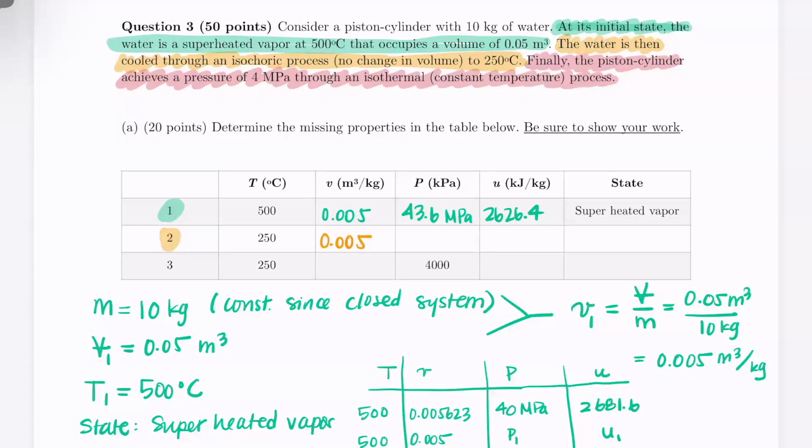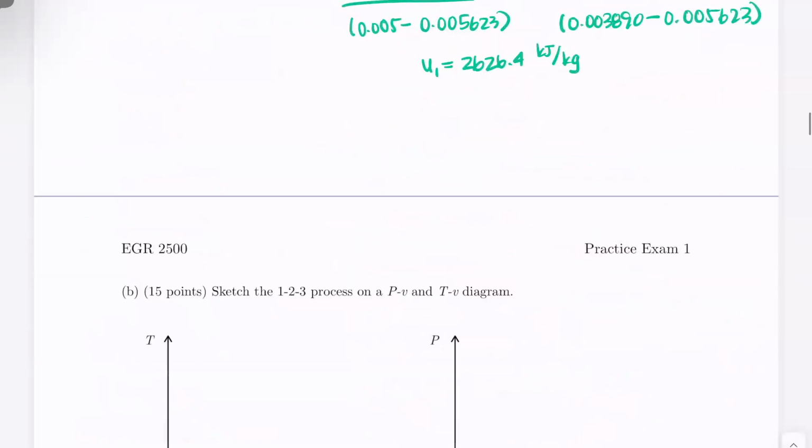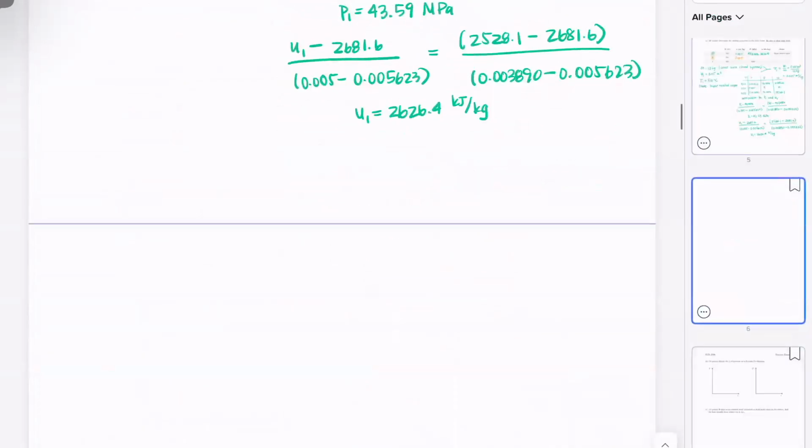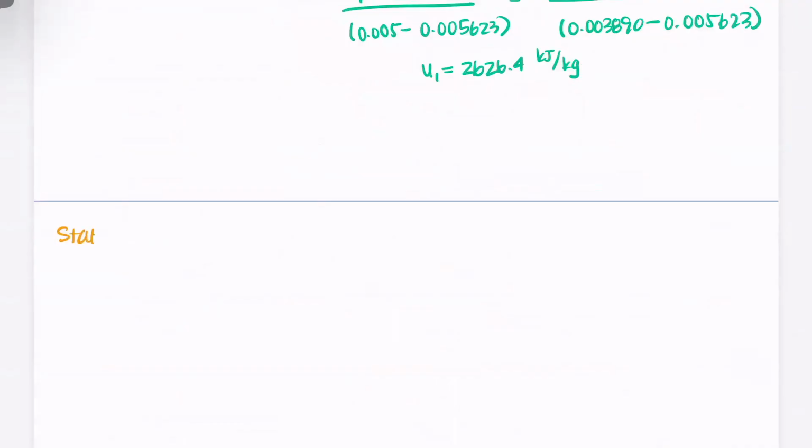All right. So that means we have two pieces of information. So we are able to figure out what the state is using those two pieces of information. Okay, I will put state two here. So we have T2 is 250 degrees C, and specific volume is equal to specific volume at state one, which is equal to 0.005 meters cubed per kilogram. And this is because volume is constant.